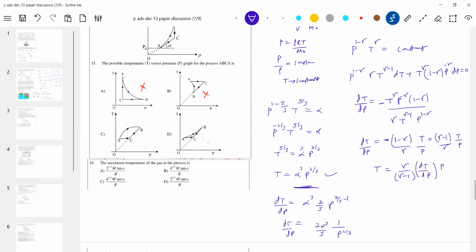As pressure increases, slope should decrease. Okay, fine. This will be a much easier method. Pressure increases, slope should decrease. Yeah, then okay, we'll pick up this one.